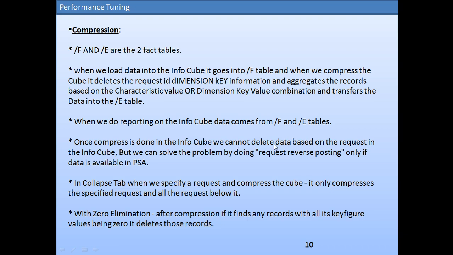And once compression is done, we cannot delete data request-wise. We can solve this problem by request reverse posting, that was the old way. But now we'll be doing selective deletion or minus ones, reverting values here. In the collapse tab, we can only specify the request. When you specify some request and compress it, it compresses that request and also everything below it. Then there is the checkbox called with zero elimination. Once it is compressed, if it finds any record with all its key figures being zeros, those will be deleted. This is compression.